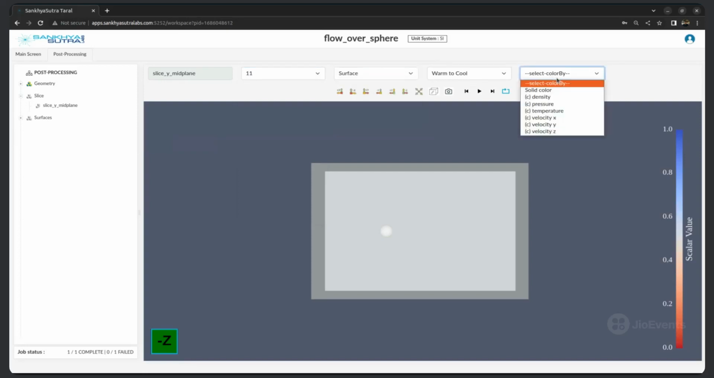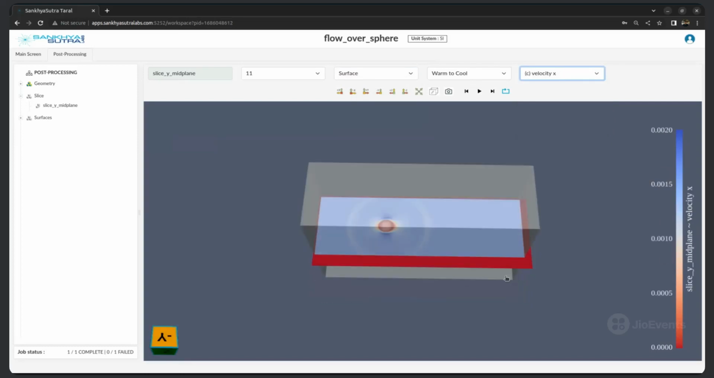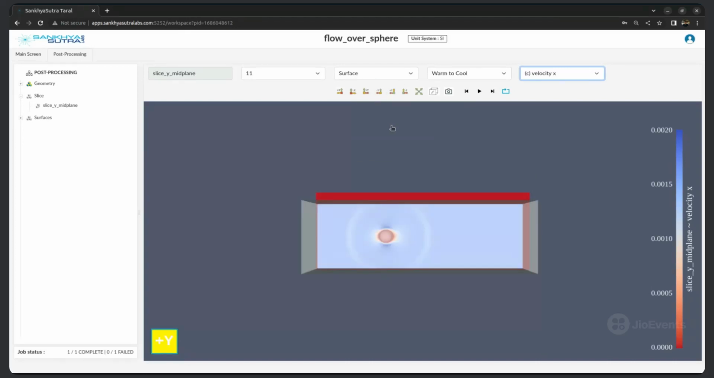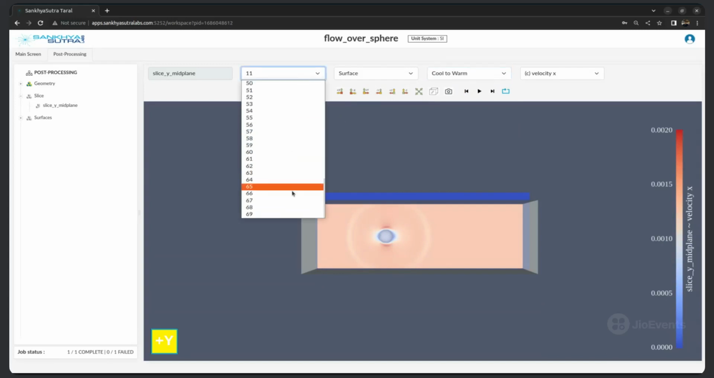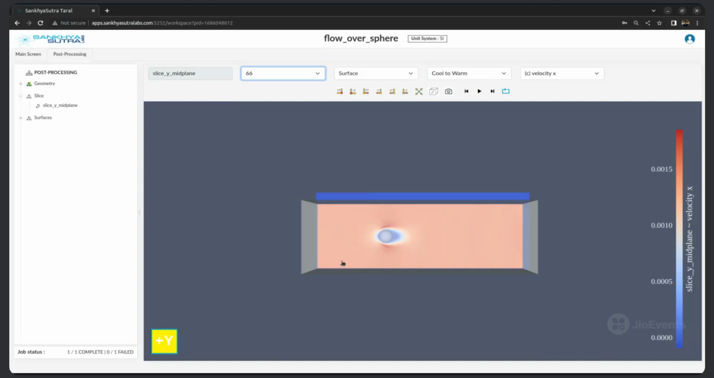And I saved all the quantities. So let's say I want to look at the x velocity. And I saved this on a plane like this. So if I do this, I can choose the color map that I want to use. Let's say I want to do cool to warm. So you see the flow is developing around my sphere. If you go to a later time step, you'll see that the flow is more developed. So this is basically how you can post-process using the graphical interfaces.